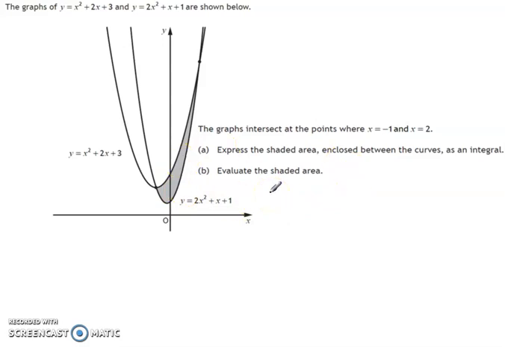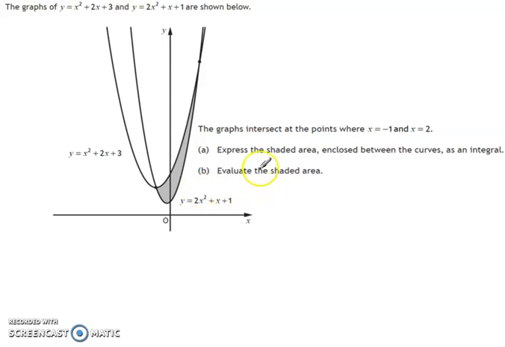Now we've got to remember, when we're calculating the area between two curves, we need the points where the two curves intersect because that gives us the limits of our integral. And what we have to do is do the top function, take away the bottom function, so the equation of the top curve, take away the equation of the bottom curve, which will give us the function that we integrate, and then we can evaluate from there.